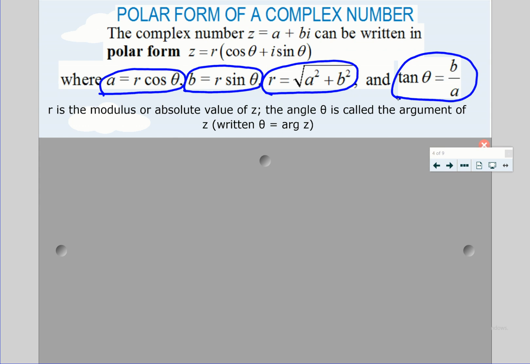Okay, so we know that a goes with cosine, or x goes with cosine. b goes with sine, like our y goes with sine. And then to find r, we can think of that as the absolute value, the square root of a squared plus b squared. And if we want to find theta, we use tangent. We do b over a. Sometimes, by the way, the angle theta is called the argument. So if you are asked to calculate the argument of a complex number, it's just asking for that angle.